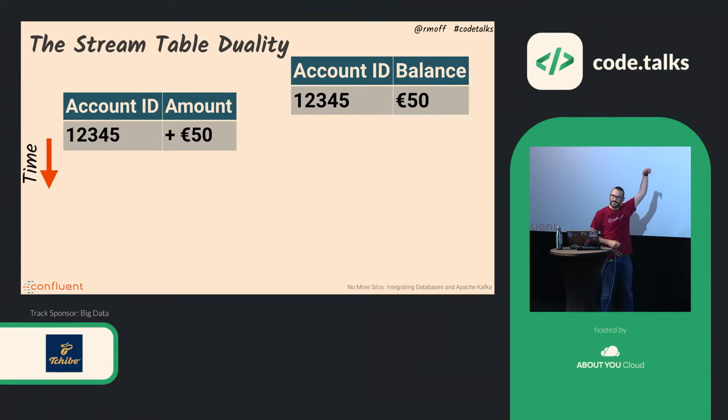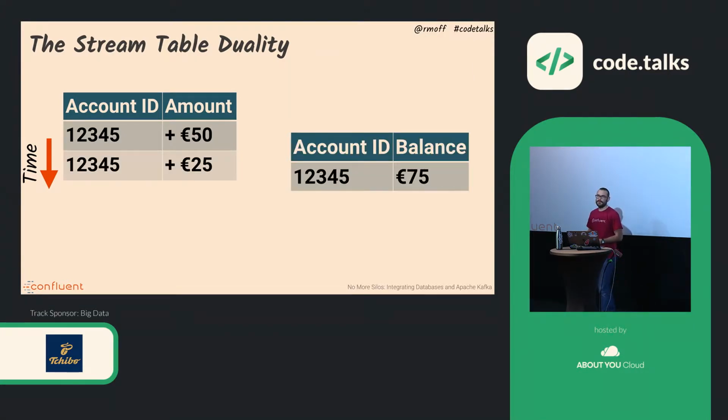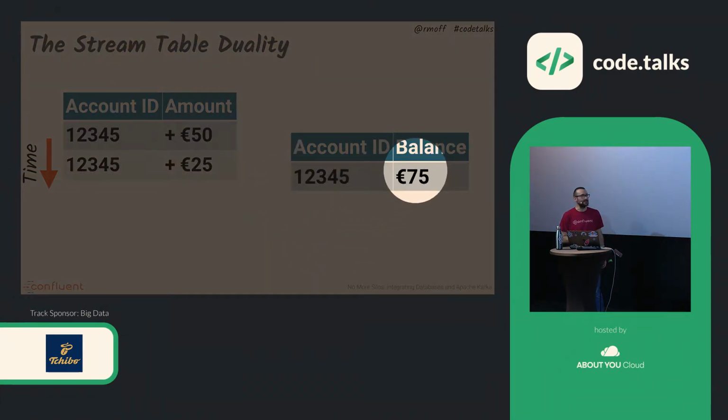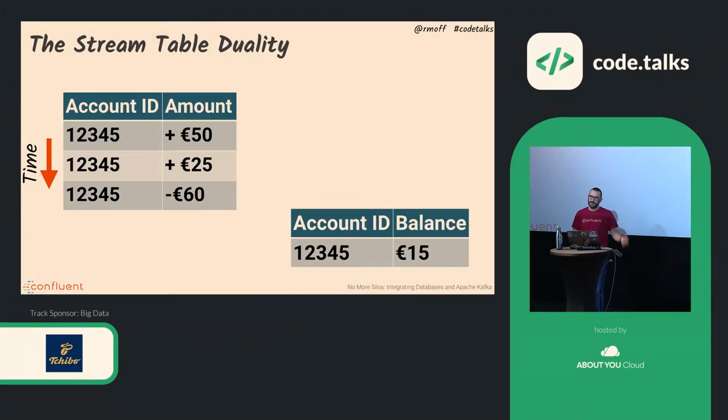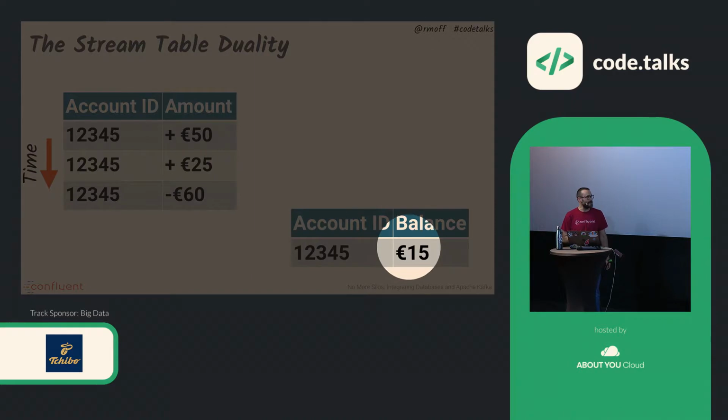There was a deposit into the account. And then I got some more money. I put another 25 euros into the account. Now I have 75 euros. So select balance from the account. It says, well, the balance is 75 euros. And then I spend some money. And I say, select balance from account. It says, well, the balance is 15 euros.